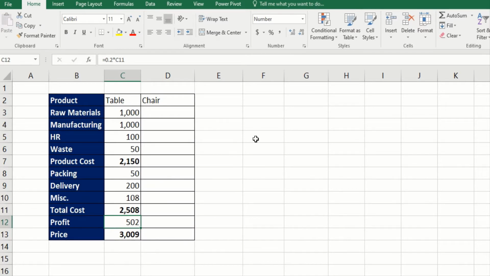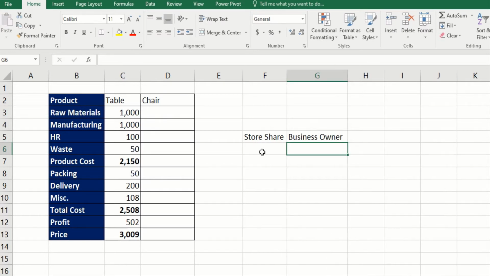Now if you go to a store and they say, let me write this, store share, and then your business's share. Let's say they say we want 25%, and here, obviously, you will get 75%.